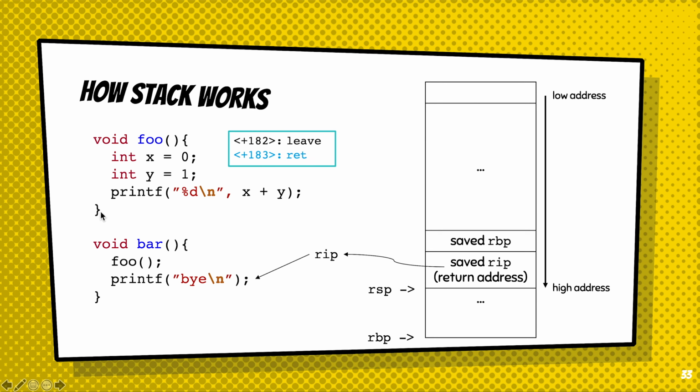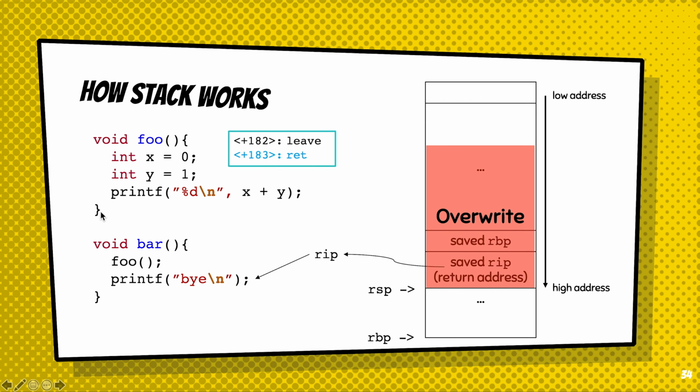Finally, when a return instruction is executed, the saved RIP will be popped from the stack and moved to RIP, which points to the next instruction after foo. In this case, the stack frame is back to that of function bar, and RIP will point to printf. The program will continue to execute printf after calling foo.